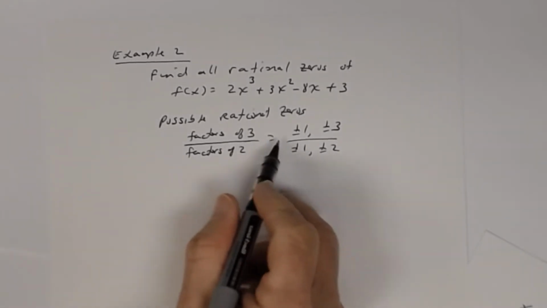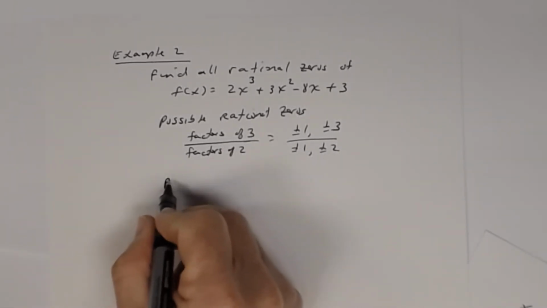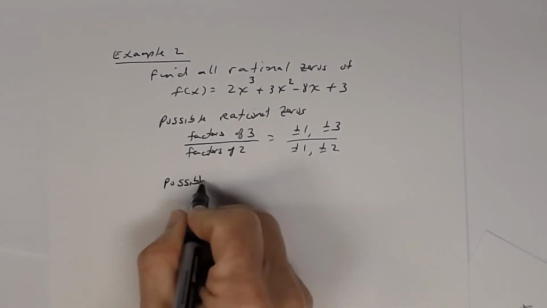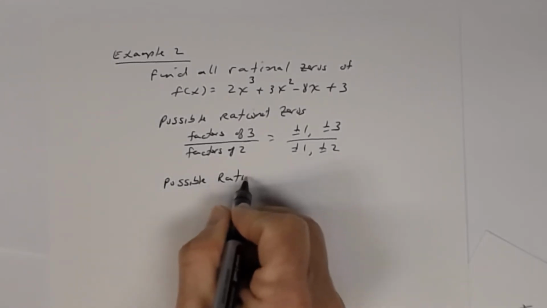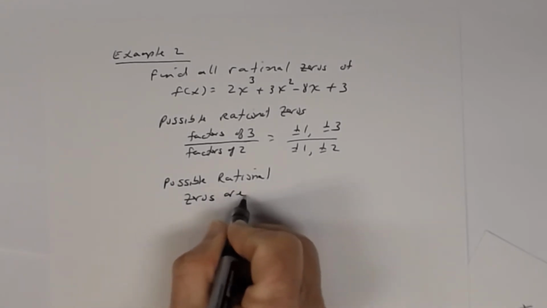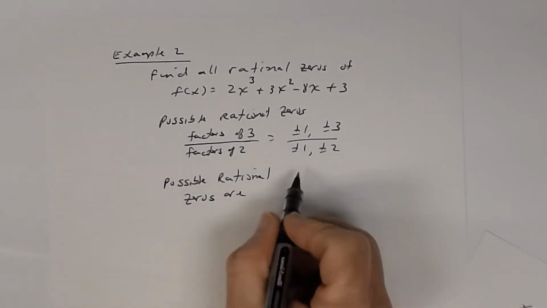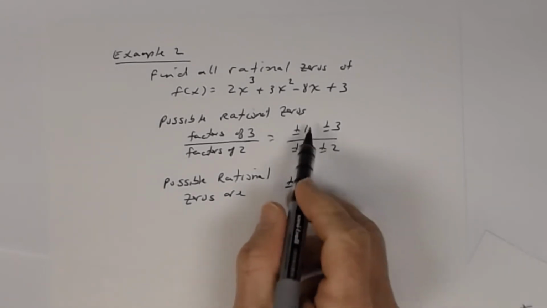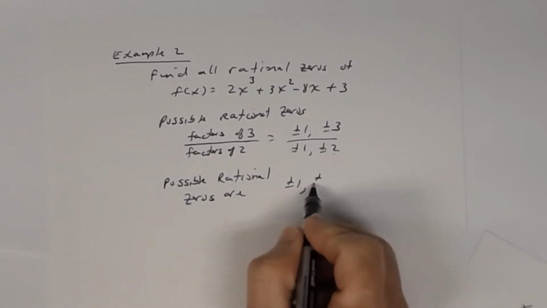All right, so let's go ahead and rewrite this. So the possible rational zeros are, okay, 1 divided by 1 is 1, so plus and minus 1. 1 divided by 2 is 1/2, plus and minus 1/2.